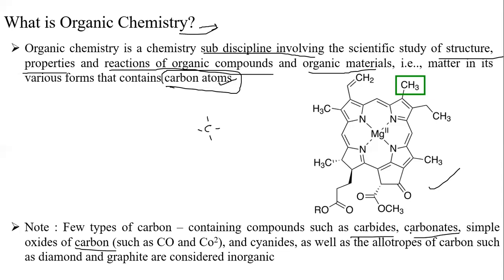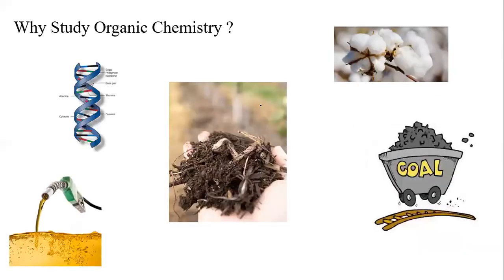Even allotropes of carbon like diamond and graphite are considered inorganic compounds. But remember, students, these so-called carbon compounds, carbonates and others, are not considered organic chemistry. But what is organic chemistry? For that, we're going to see this.